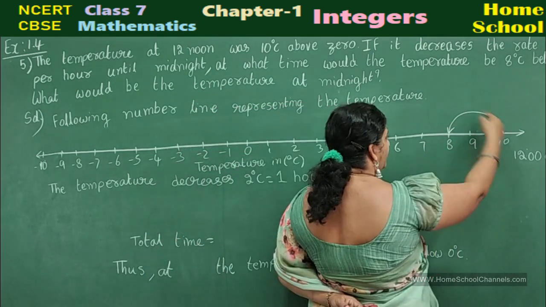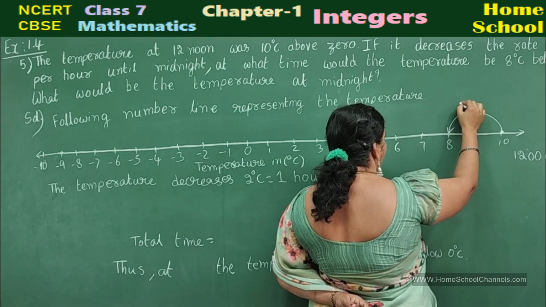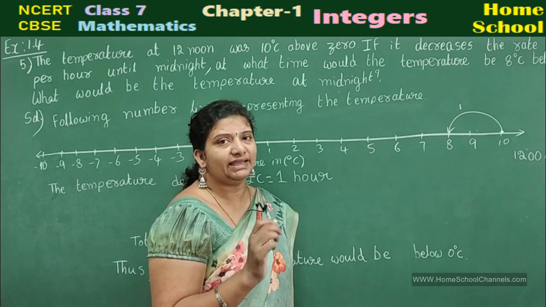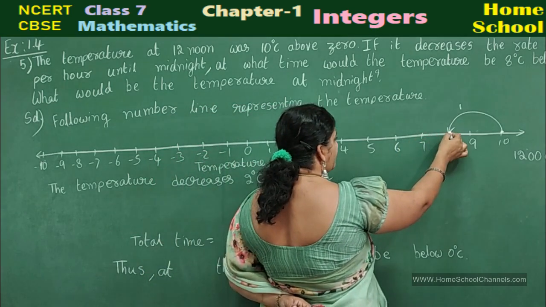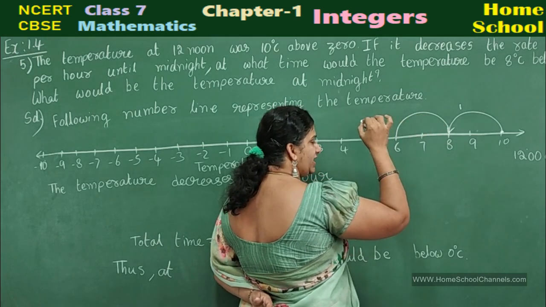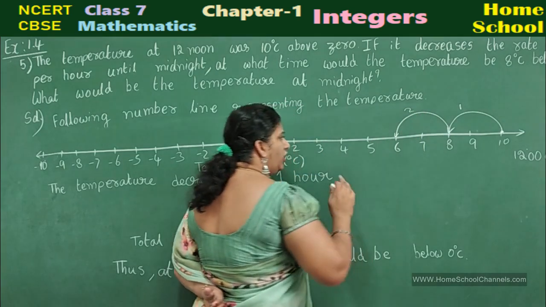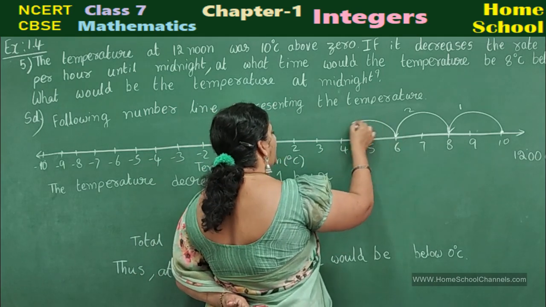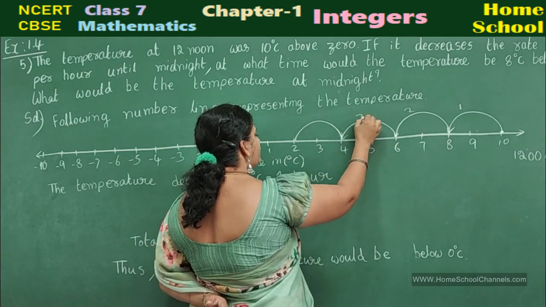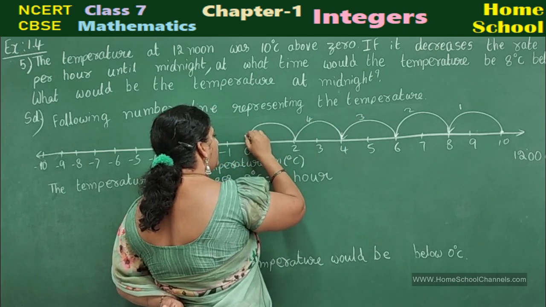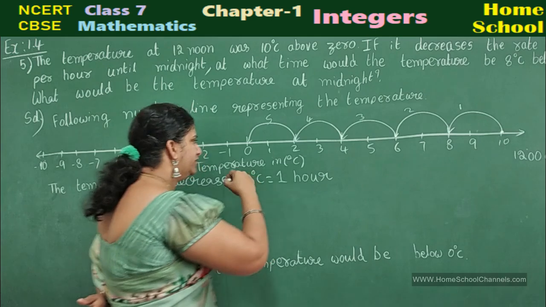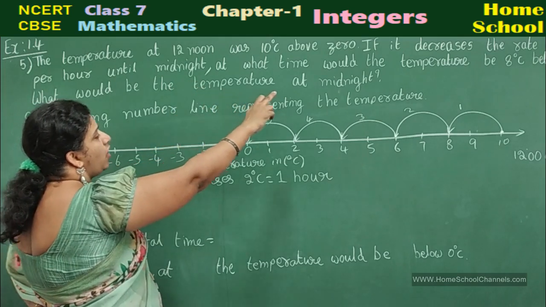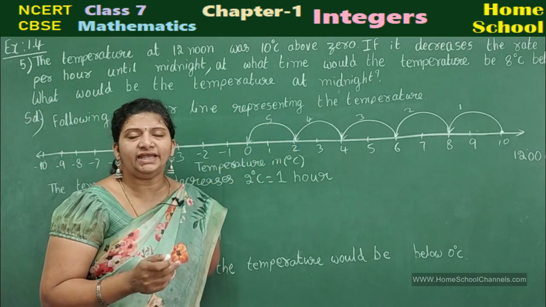So what is the time? 12. Now, what is the time here? It will be 1 p.m. At 1 o'clock the temperature is 8 degrees Celsius. Then again for the next hour it reduces another 2 degrees Celsius. That is, at 2 o'clock the temperature is 6 degrees Celsius. In the same manner, let me go on moving. This is 3 o'clock, 4 o'clock, 5 o'clock.